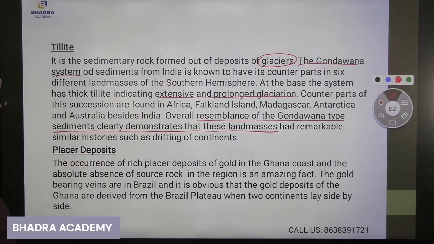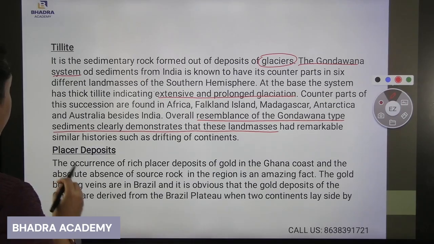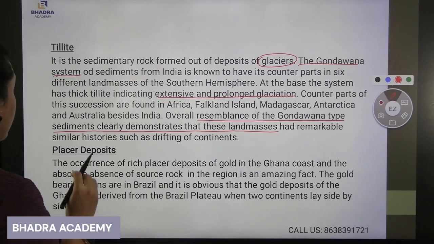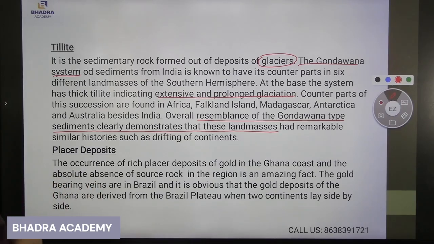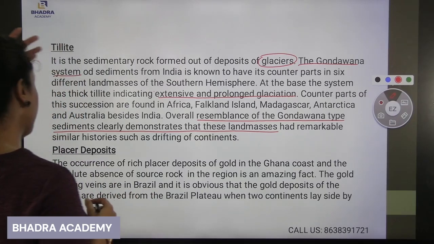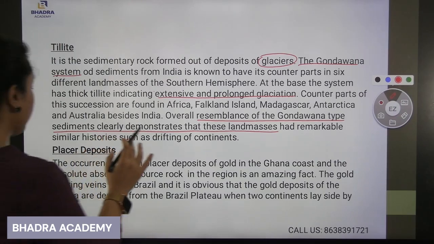Now here, placer deposits. The occurrence of rich placer deposits of gold on the Ghana coast and the absolute absence of source rock in the region is an amazing fact. The gold-bearing veins are in Brazil, and it is obvious that the gold deposits of Ghana are derived from the Brazil plateau when the 2 continents lay side by side.